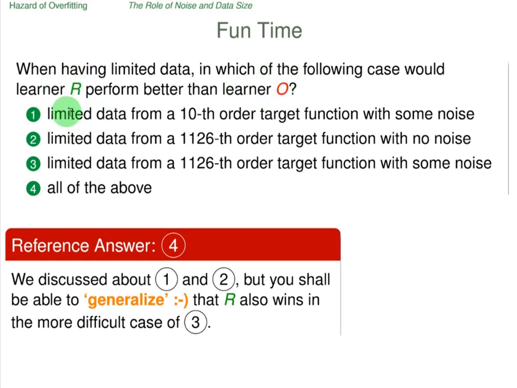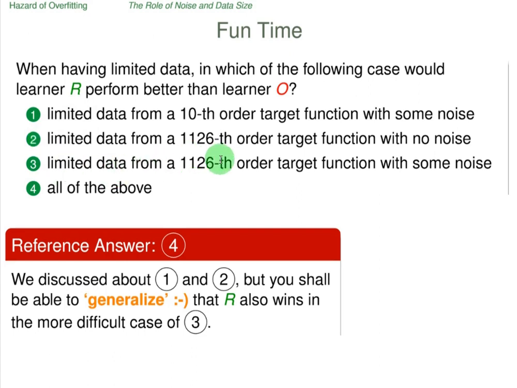The first case is clear, we discussed that, 10th order target plus noise. The second one is, limited data plus a very highly complex target with no noise will lead to overfitting. The restricted model still performs well.